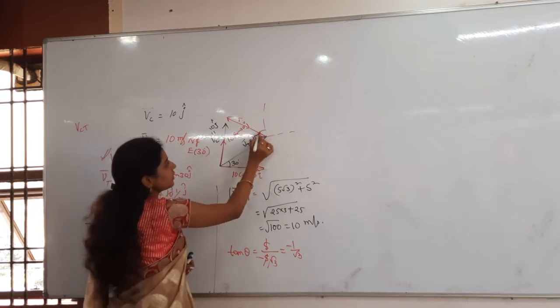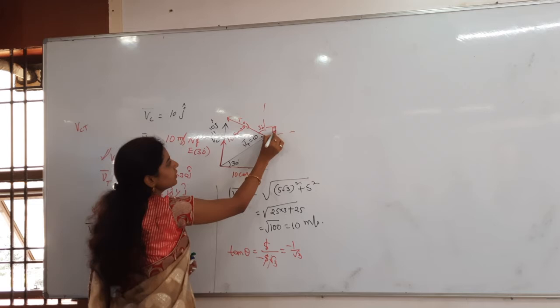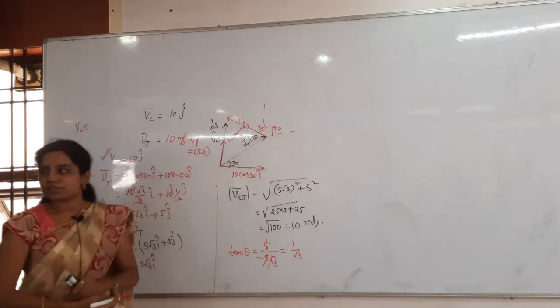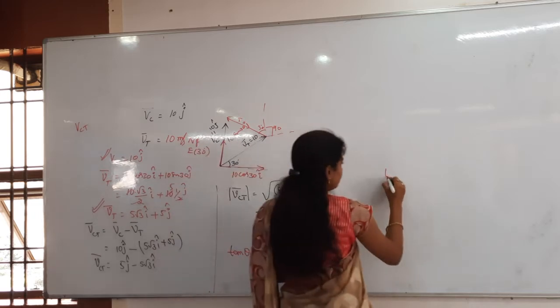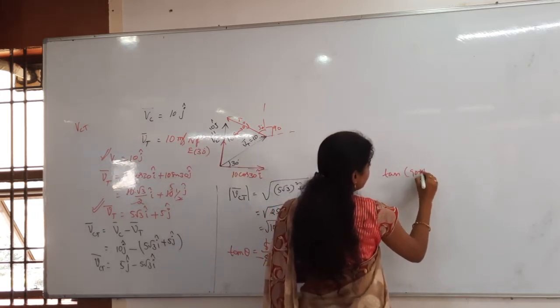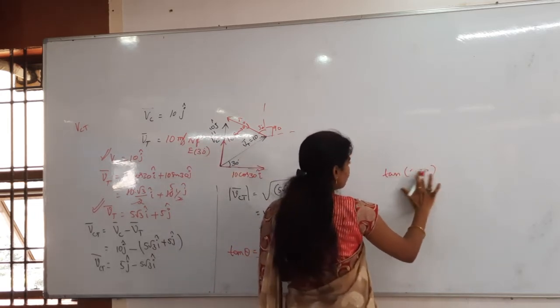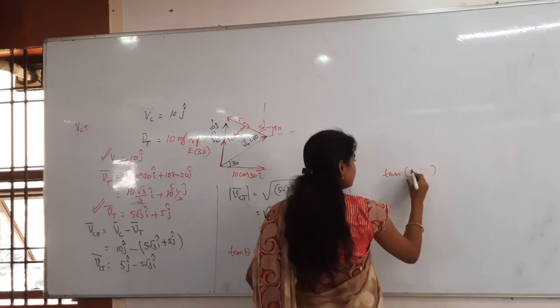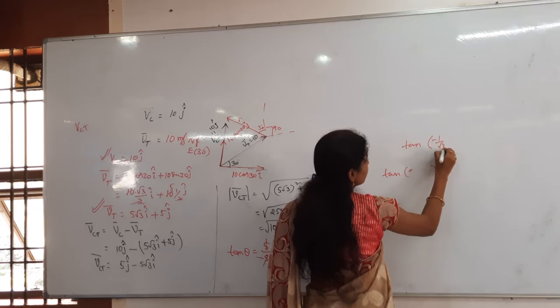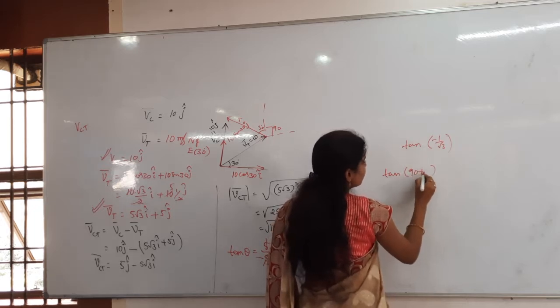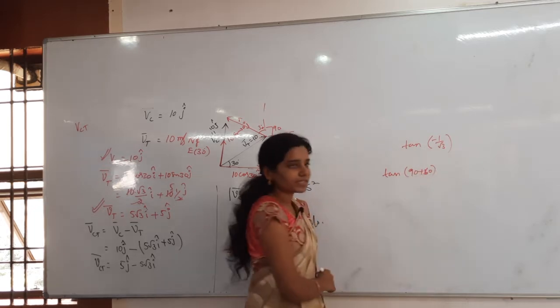See, what is this angle? Here it is 30, this is 90. Totally how much? 120. 150, na? Wait. Tan of 90 plus 30, no? Tan is minus 1 by root 3, na? If you say that, it is 150. 150 is nothing but 90 plus 60.